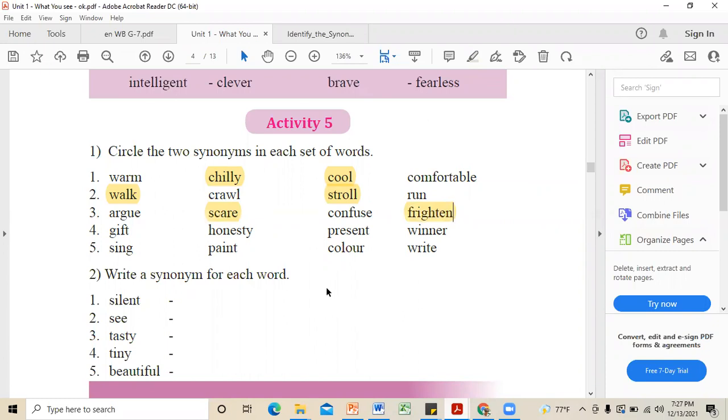So what do we mean by scare and frighten? If there is something dangerous, we feel scared. We say, I'm afraid, right? I can say afraid is another synonym. I'm scared, I'm frightened, I'm afraid maybe of a lion, right? When we see a lion, we feel afraid. So that is what we mean by scared and frightened. So what do we mean by argue?